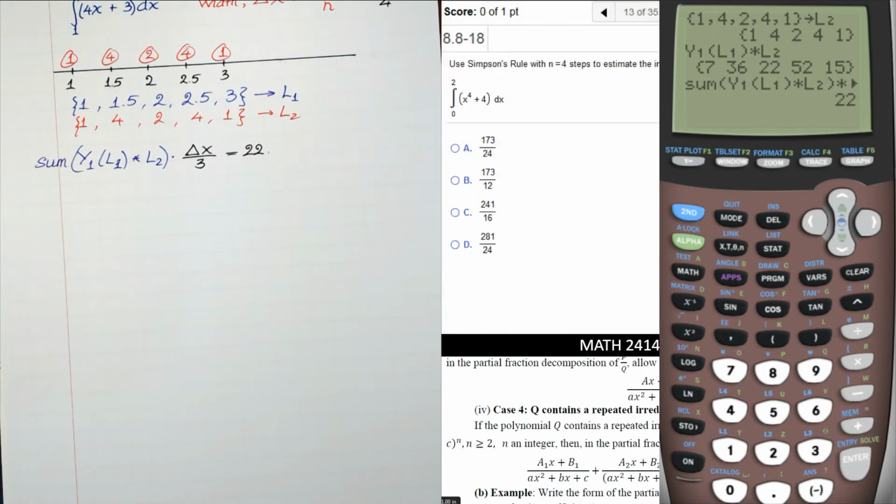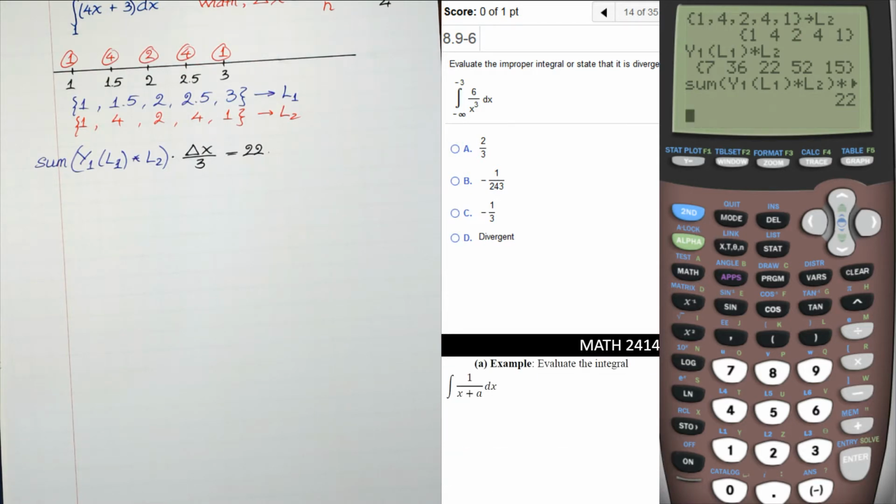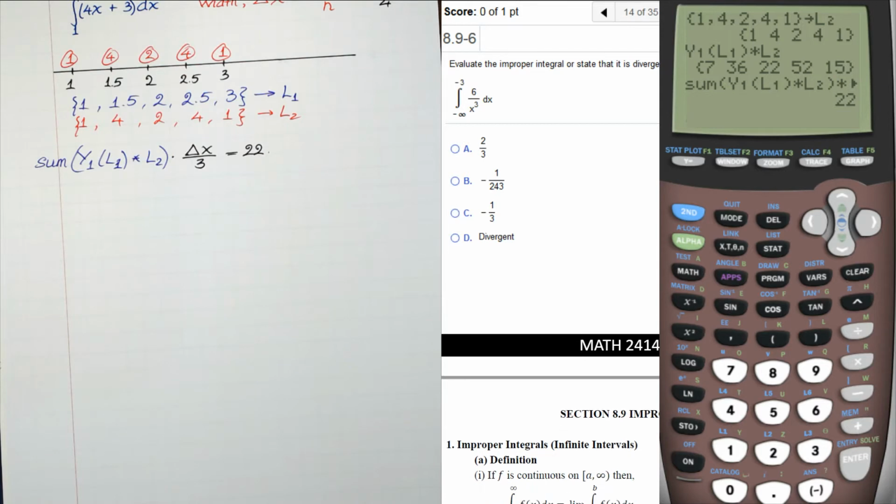The next one is also Simpson's rule, but I'll let you do that. And next we have the improper integral. So we can put the calculator away.